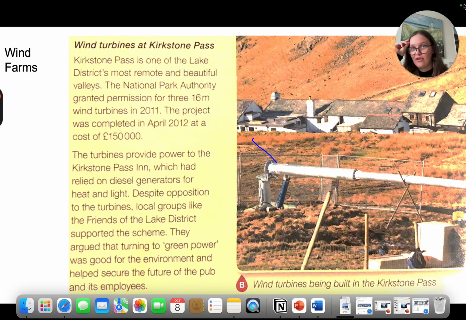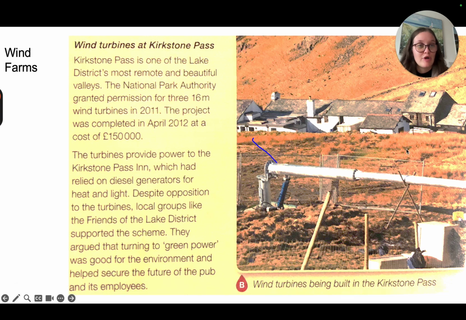Okay, we have a few more left. So, wind turbines at Kirkstone Pass. This is one of the Lake District's most remote and beautiful valleys. The Lake District National Park Authority granted permission for 3 16-metre wind turbines in 2011. The project was completed in April 2012 at a cost of £150,000.